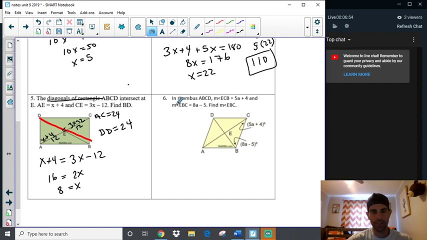Okay, going to number 6. Rhombus ABCD. Again, we're talking about angles here inside. This angle here is 5a plus 4. This angle here is 8a minus 5. Now they want me to find the measure of angle EBC right here.